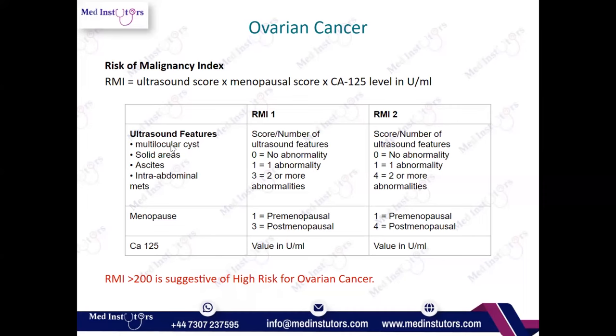So in case in the ultrasound finding, you find the multilocular cyst bilaterally, give 1 score. If you find just solid areas on both sides of the ovaries, give 1 score. That's the one feature. If you find multilocular cyst or solid areas in both the ovaries, then you can go with the 3 score. Okay, thank you.